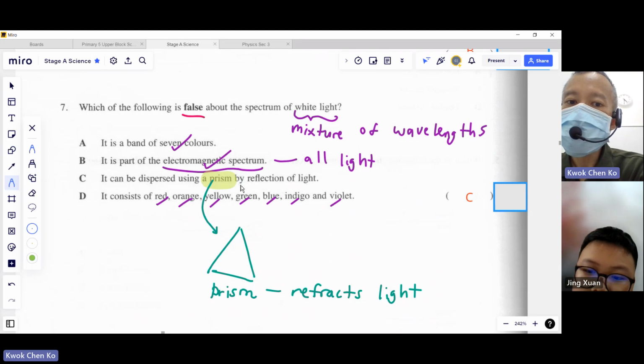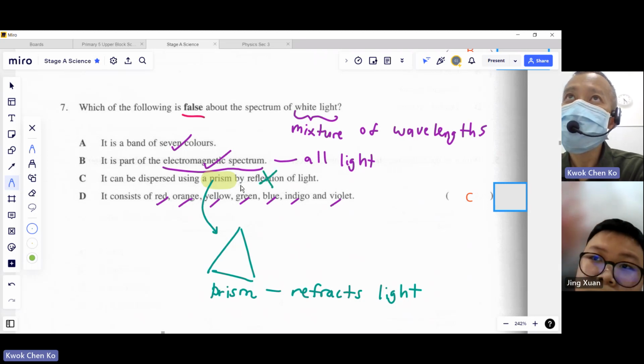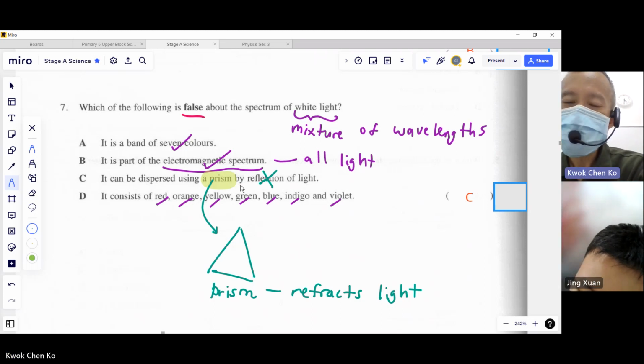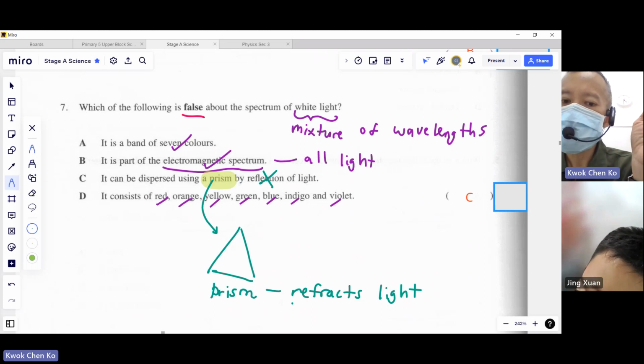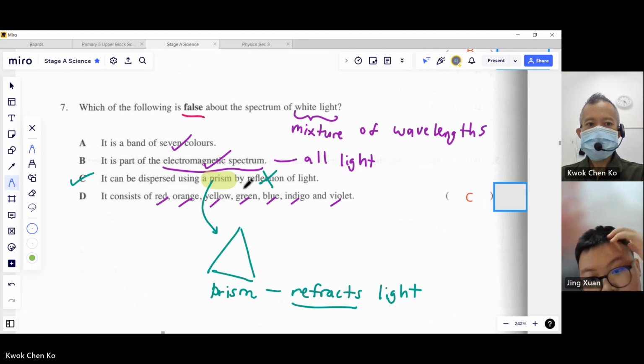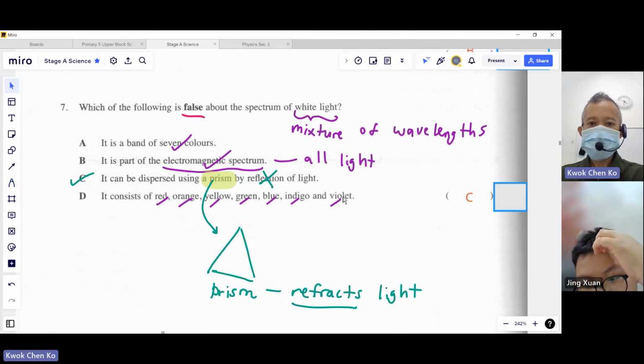It doesn't reflect light. I mean, it does, but that's not the purpose. It only reflects to a small extent, but the main job is to refract. All right, so of course, your answer is C. I mean, the statement C is false, so that's your answer. Okay, let me go on.